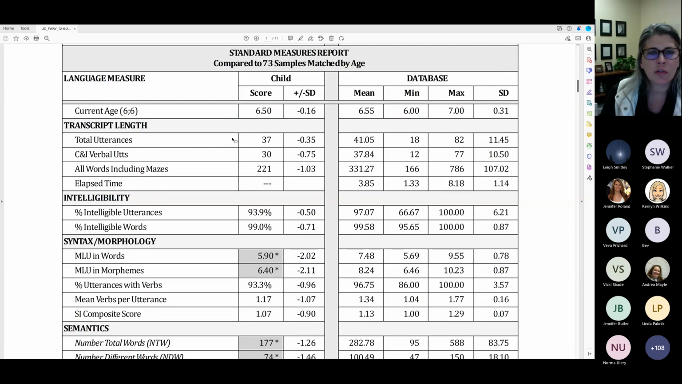So we have our total utterances that we elicited from JC. He had 37, but 7 of those had something that was unintelligible or he abandoned it. So we actually only had 30 complete and intelligible utterances. That's the complete and intelligible utterance number that I'm going to be talking about. And then we have the total number of words in the entire sample.